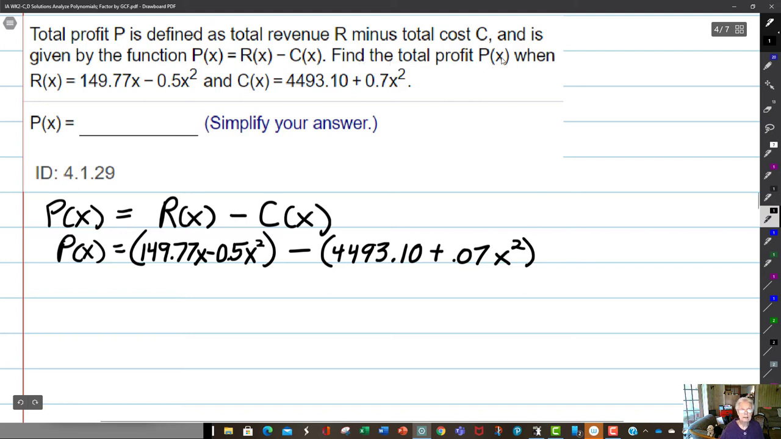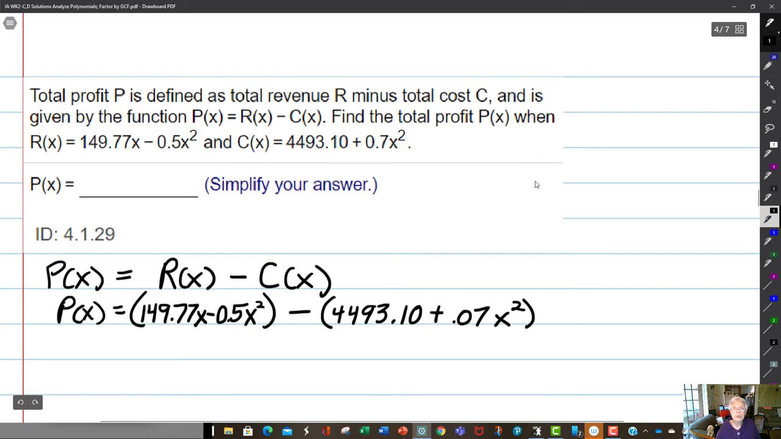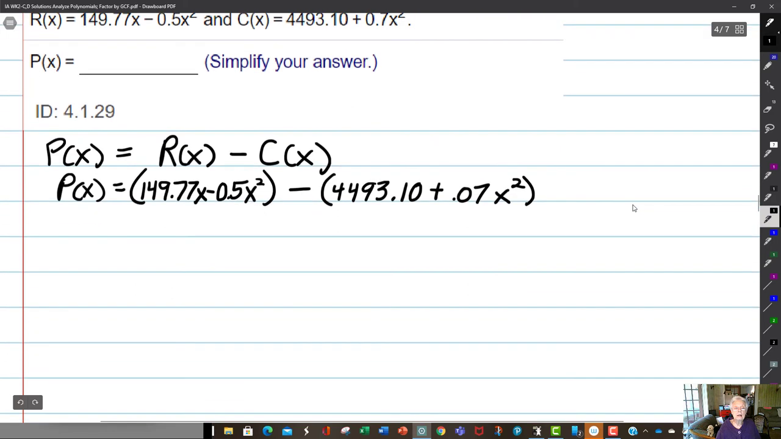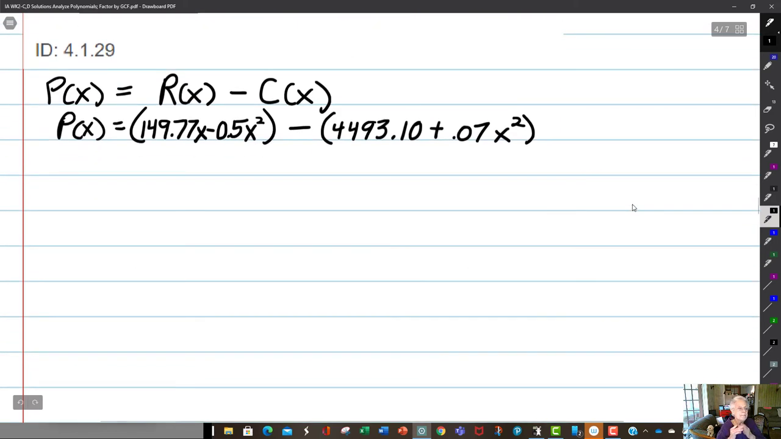Find the total profit. We're not going to be finding money because we don't know what x is, but what we're going to do is find the polynomial. So P of x equals, now remember, this minus is going to act like a negative 1. So let's rewrite this. Instead of minus, we're going to write plus negative 1 times 4493.10 times 0.07x squared.